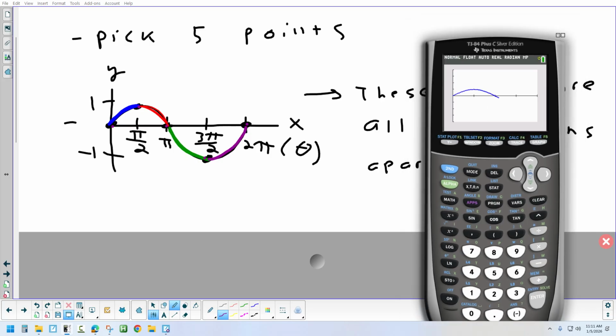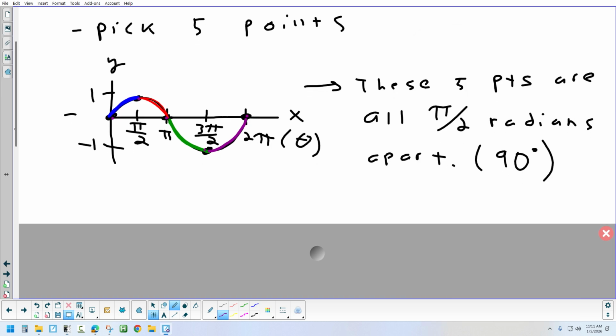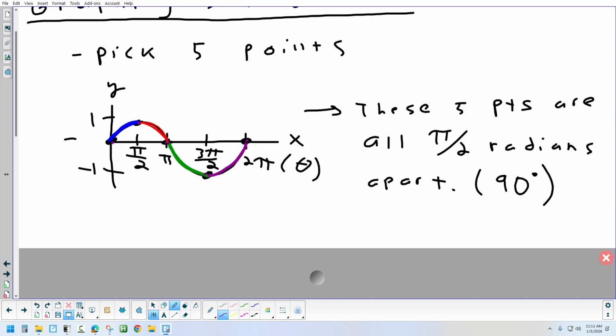So if you look at sine, your 5 key points are 1, 2, 3, 4, 5. For cosine, they're different. 1, 2, 3, 4, 5. So what we want to do is make a table of the 5 key points that you can see in that picture. The x values we are going to do in radians: 0, pi over 2, pi, 3 pi over 2, 2 pi. Those numbers correspond to 0, 90, 180, 270, 360.